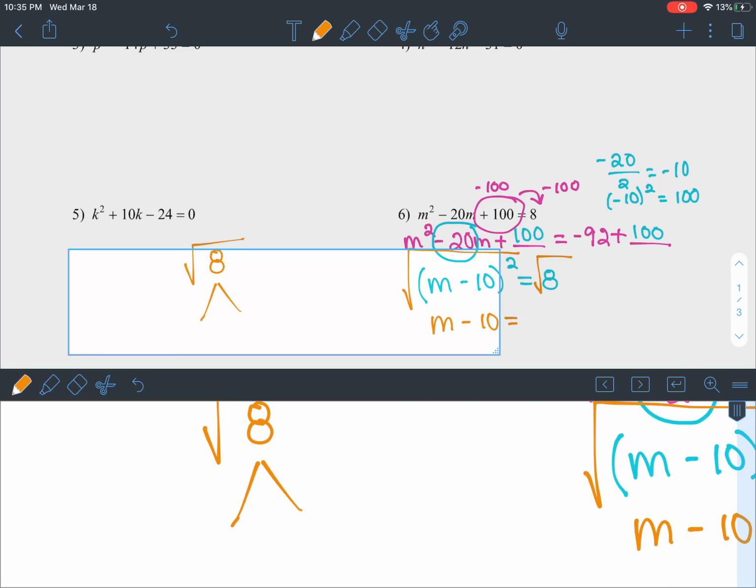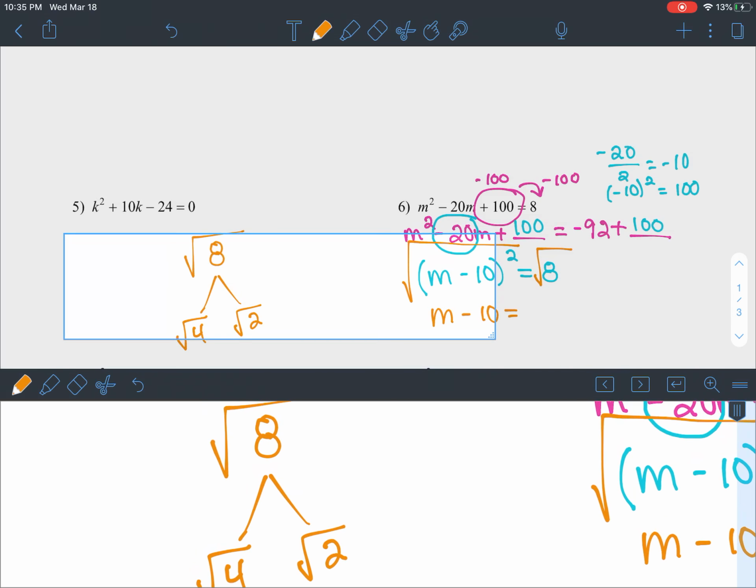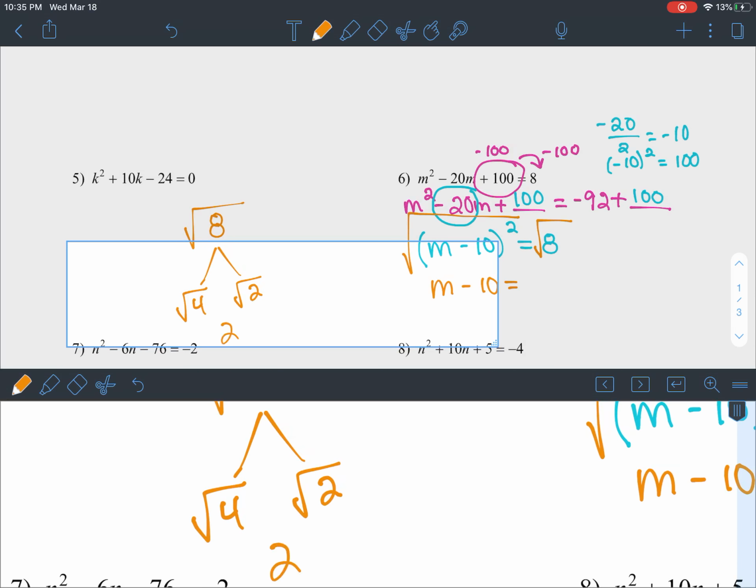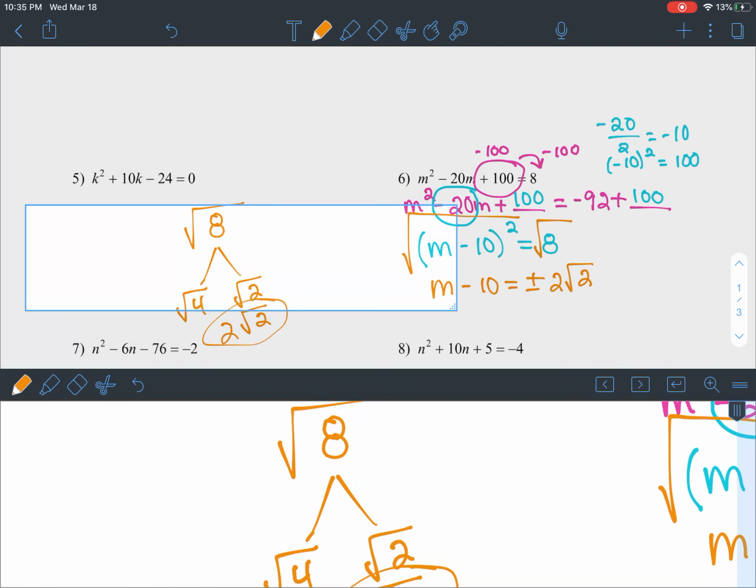So the square root of 8, I can break that down into a perfect square and another number. My perfect square is 4 and 2. So 4 times 2 gives me 8. And we know that the square root of 4 is 2. We don't know what the square root of 2 is, so we just leave it. So this is what I'm going to use now instead of that square root of 8. So it'll be plus or minus 2 square root of 2.